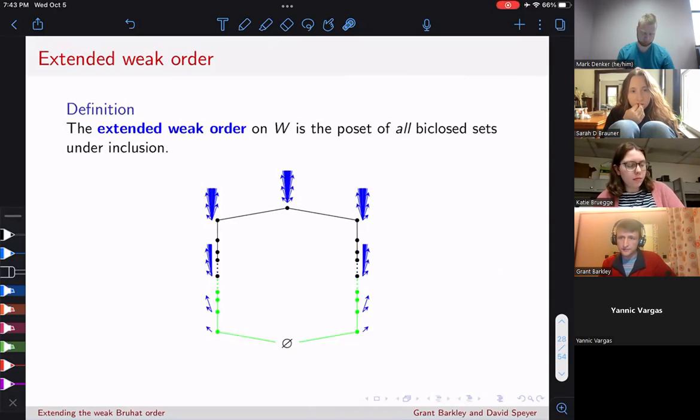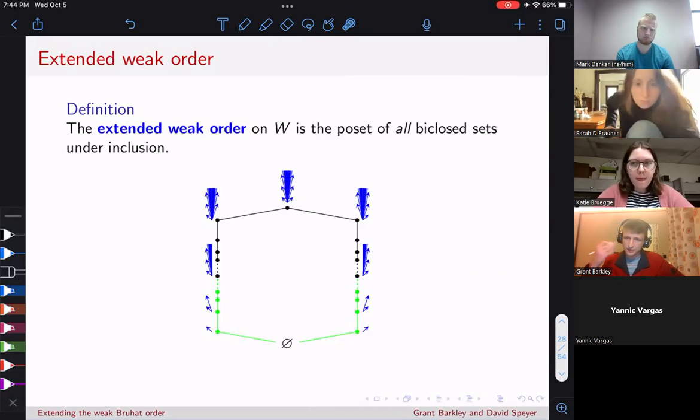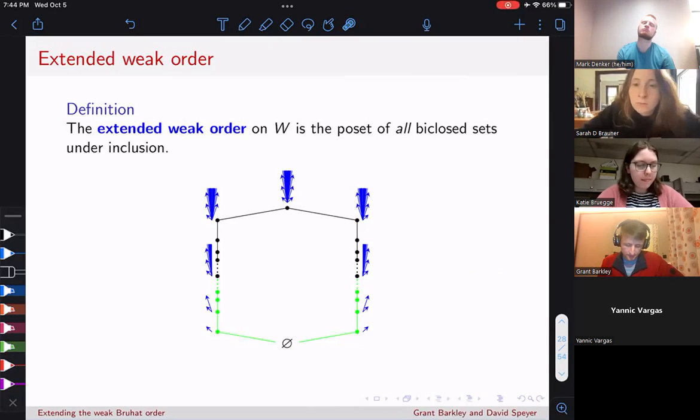Okay, and so here I've drawn the extended weak order for this A1 tilde, the infinite root system that we've been looking at. So highlighted in green are the finite biclosed sets, and everything else is an infinite biclosed set. And so now we have very satisfyingly defeated Zeno because as we continue adding one vector at a time to our set over and over and over again, eventually we get to a set which is just the union of all of those sets, which is infinite, but that's fine. It is a biclosed set.